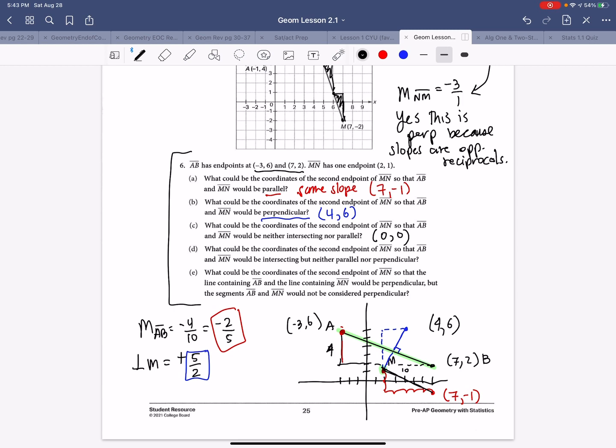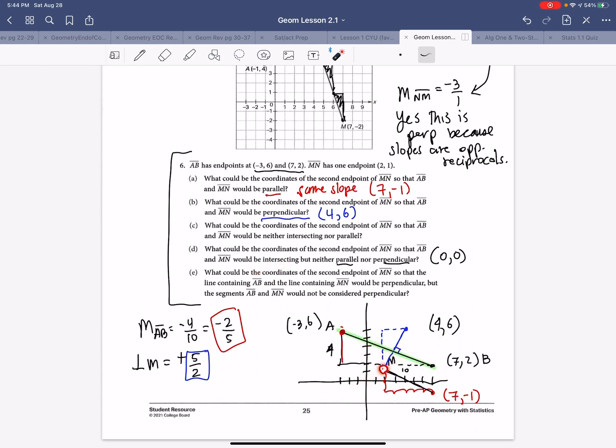Oh, neither parallel, no perpendicular. I did it again. I answered D when I thought I answered C. So let's look at C. What could be the coordinate of the second endpoint of MN so that AB and MN would be neither intersecting? So notice here when I pick the origin, it ends up intersecting with my original line. And so that's why I answered D.